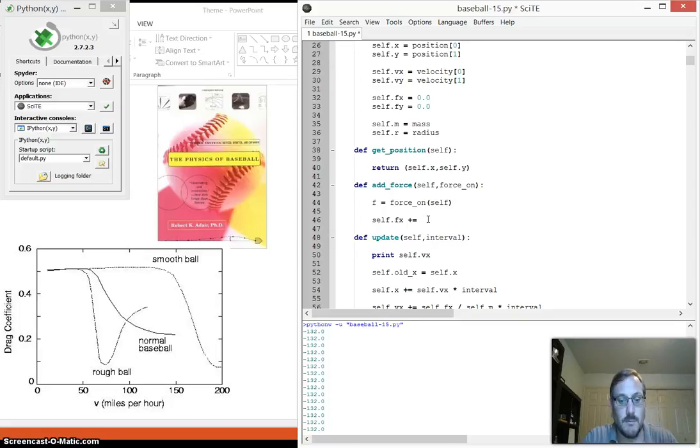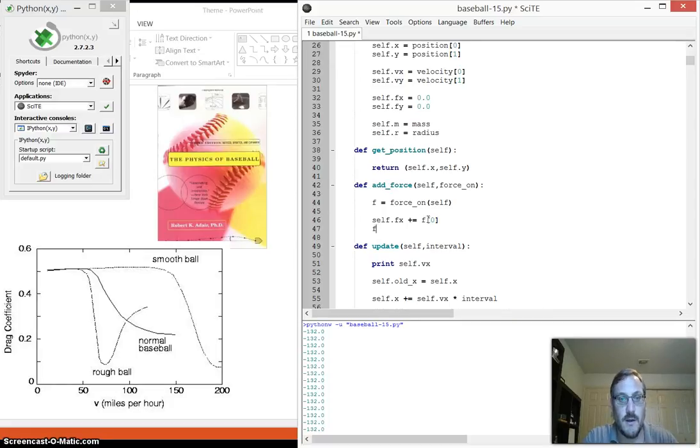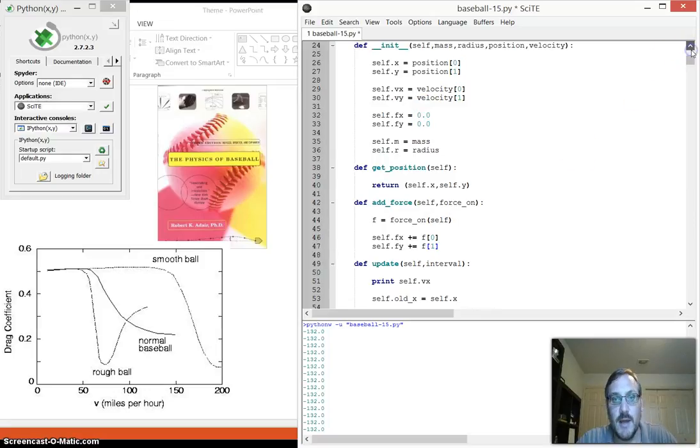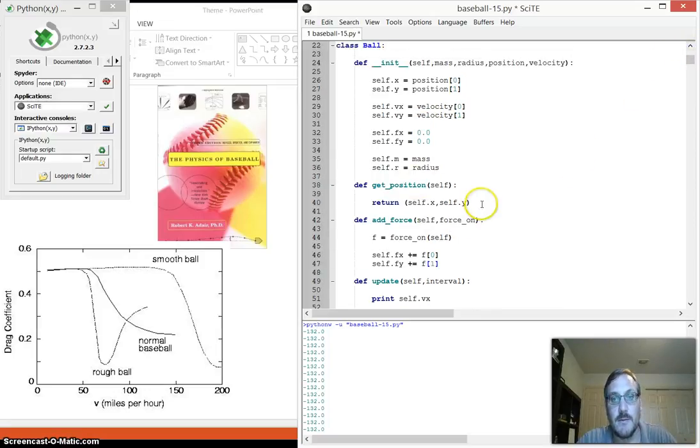So the x component is the 0 component of f, and the y component is the 1 component. Okay, so that should do it. I'll just call this add force each time, and that will call whatever function I tell it to call, and that needs to know stuff about this particular object. And that means I'm going to have to add more get methods, right?